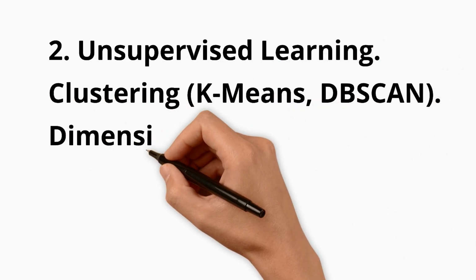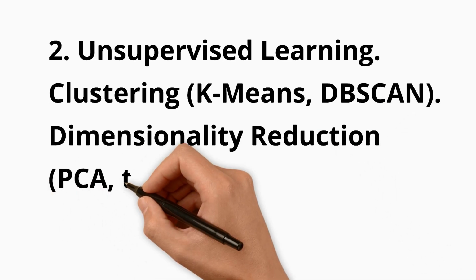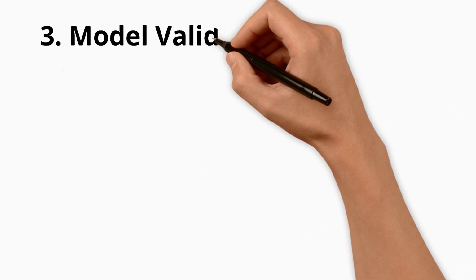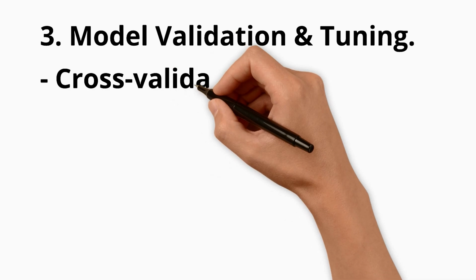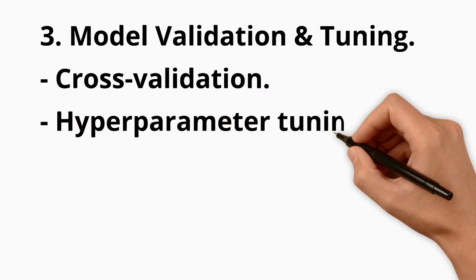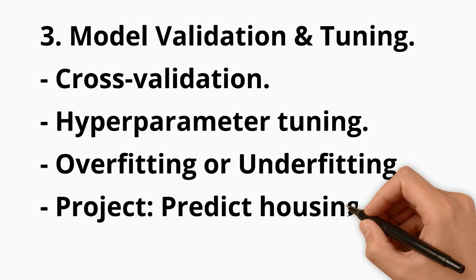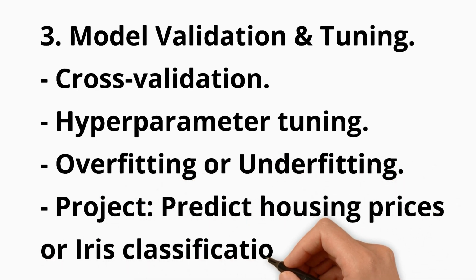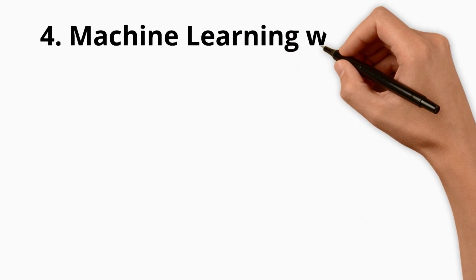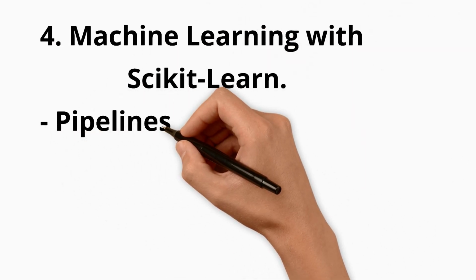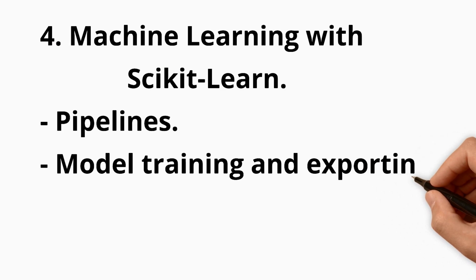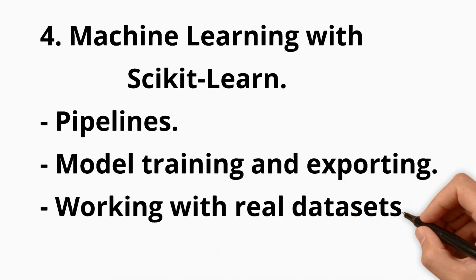Dimensionality reduction, PCA, t-SNE. 3. Model validation and tuning. Cross-validation, hyperparameter tuning. Overfitting or underfitting. Project, predict housing prices or iris classification. 4. Machine learning with scikit-learn. Pipelines, model training and exporting. Working with real datasets.